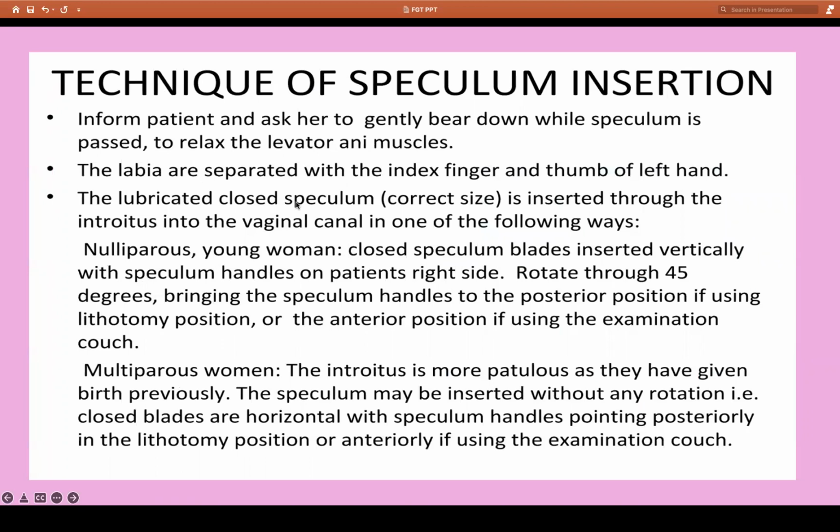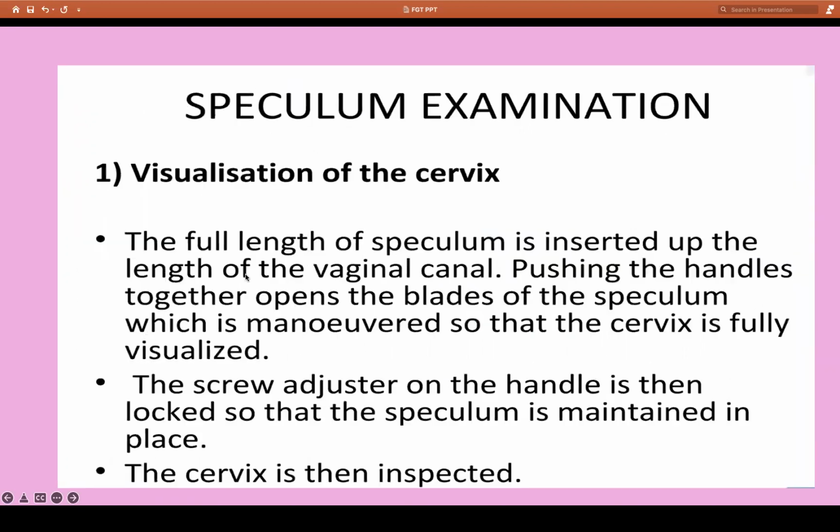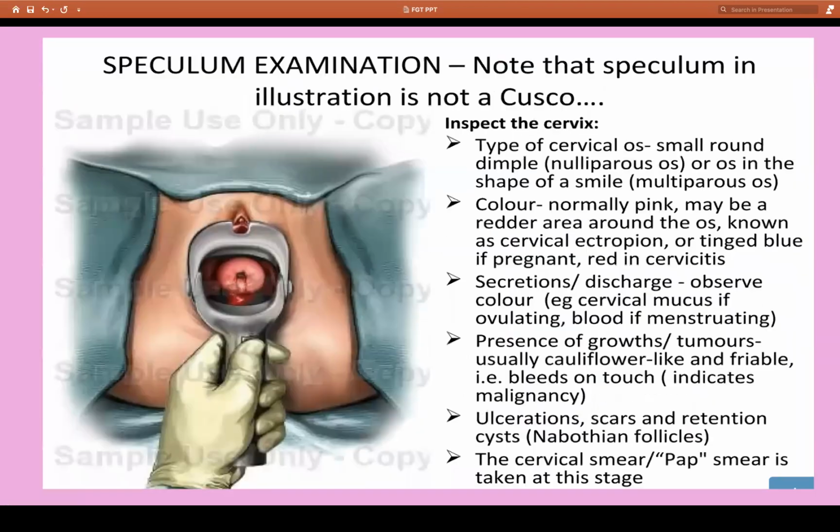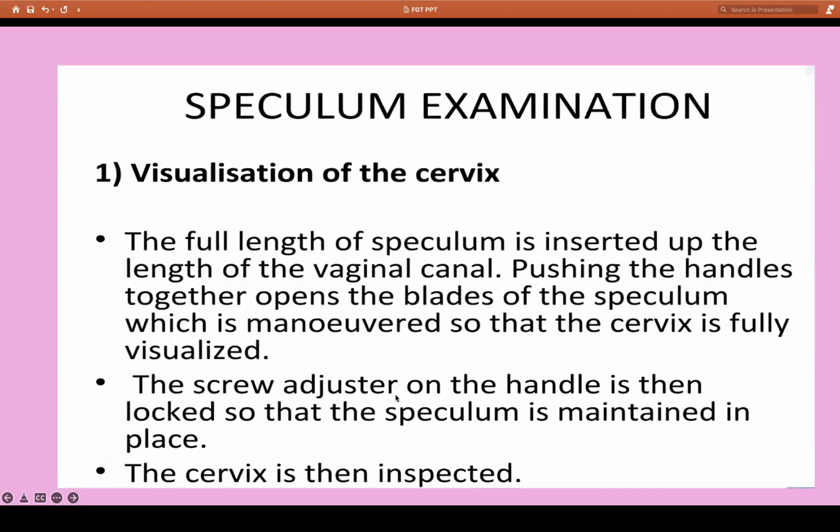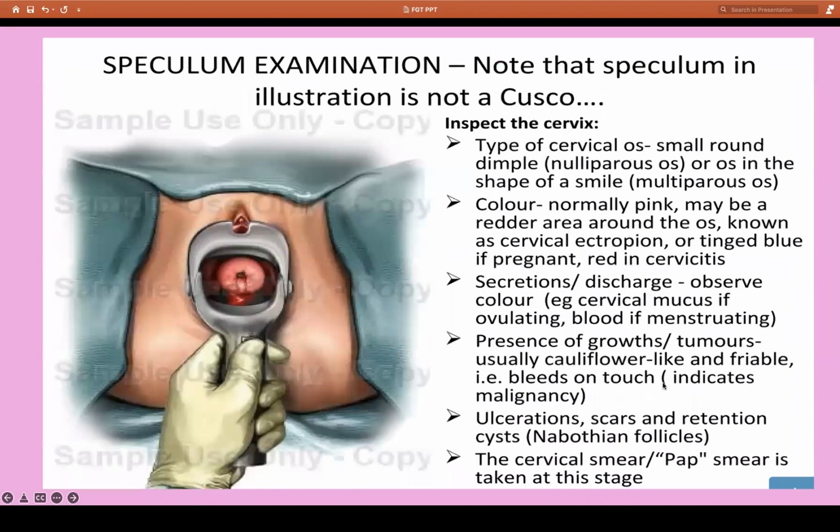Then after lubricating, you will insert and open the valves inside and visualize. You will visualize the cervix. What is the type? It's small and round in nullipara and slit shaped in multiparous. What is the color of the cervix?